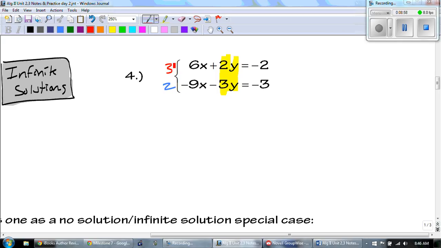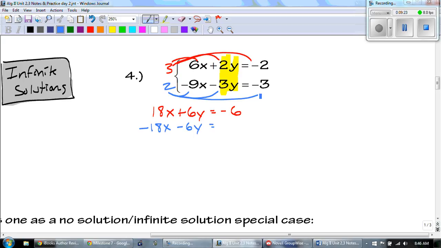So I'm going to multiply the top, so 3 times 6 is 18x plus 6y equals negative 6. Okay, now on the bottom, 2 times negative 9 is negative 18x. 2 times 3 is negative 6y because it's negative 3. And 2 times negative 3 is negative 6.